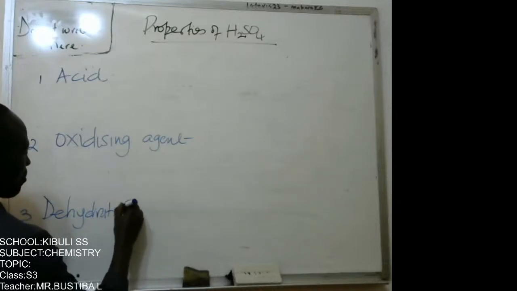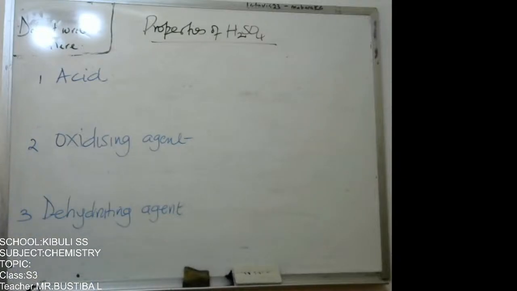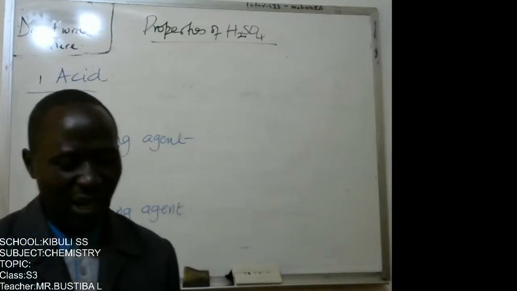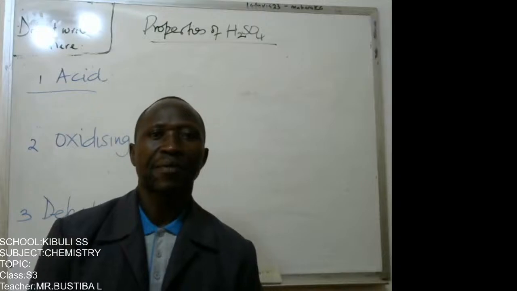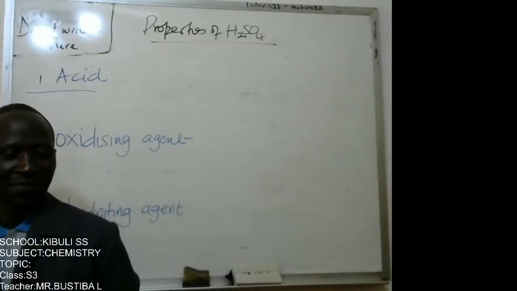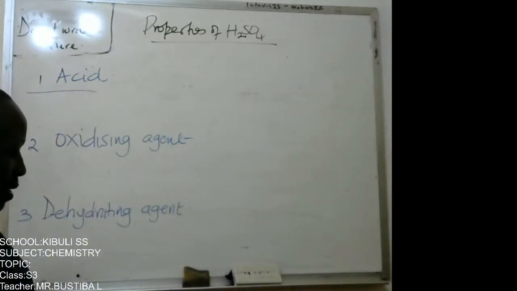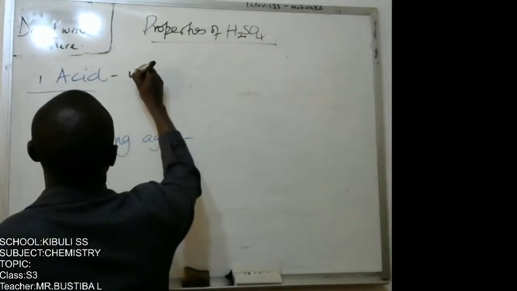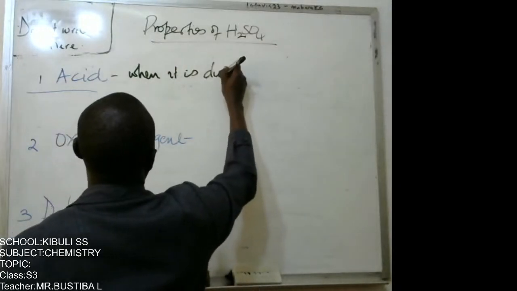Some of these things we have met, some of them we have not met at all. I am sure about number one, and I'm going to take a very short period of time on number one, because we already know it in detail. When is sulfuric acid an acid? Sulfuric acid is regarded as an acid when it is dilute.